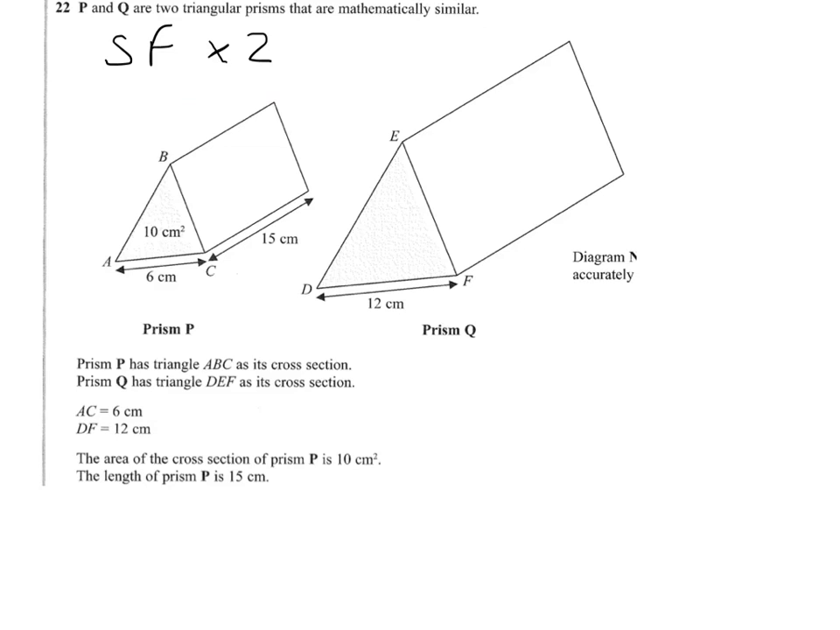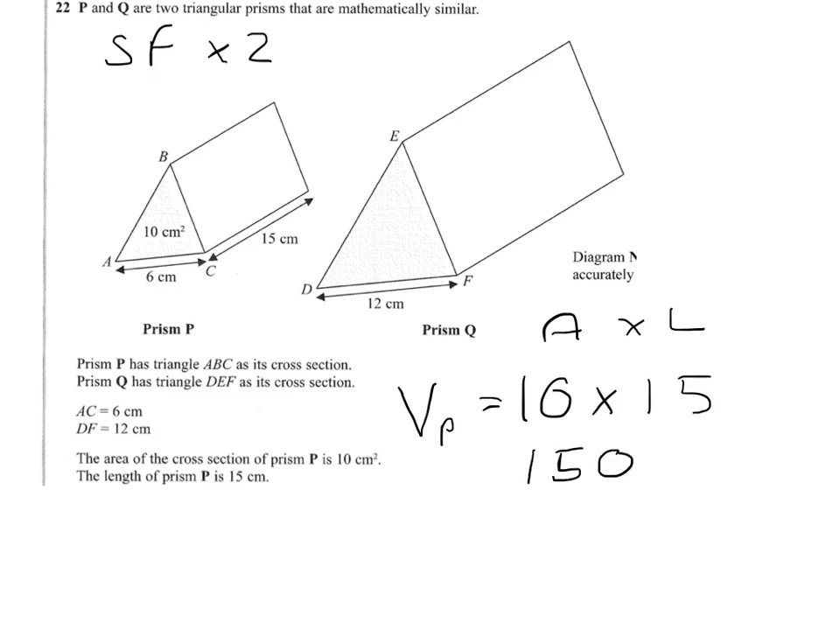But first of all, let's work out the volume of the small prism, or volume of prism P, simply going to be 10 times 15. If you look at the front of the formula book, you'll see the volume of a prism is area times length of consistency. So that's 150 centimetres cubed.